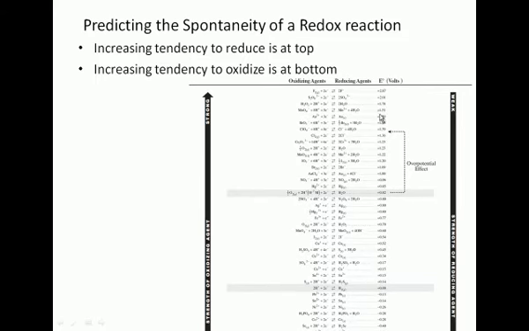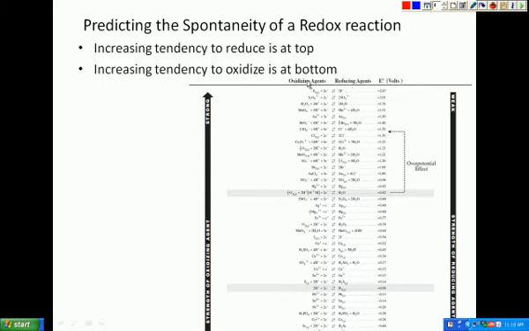Okay, so right here we have this table, and this table is standard reduction potentials of half cells. So we have a bunch of different reactions right here. And we're going to see how we can tell if a reaction is going to be spontaneous or non-spontaneous.